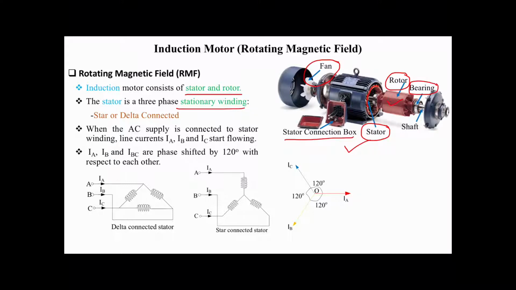It could be star or delta connected. Here we can see the connection of the delta and star connection. When the AC supply is connected to the stator winding, currents IA, IB and IC start flowing. IA, IB and IC are phase shifted by 120 degrees with respect to each other as shown here. This is IA and this is IB and this is IC. They are phase shifted with each other by 120 degrees.